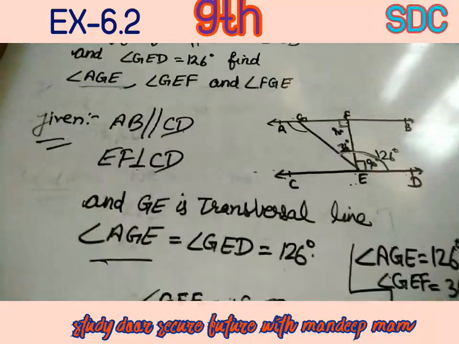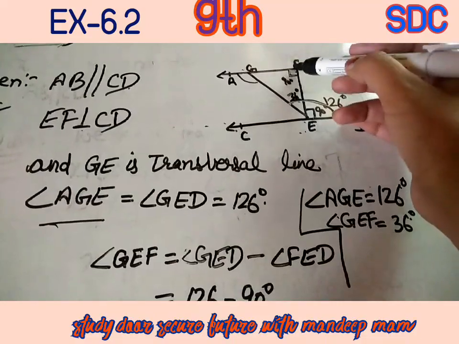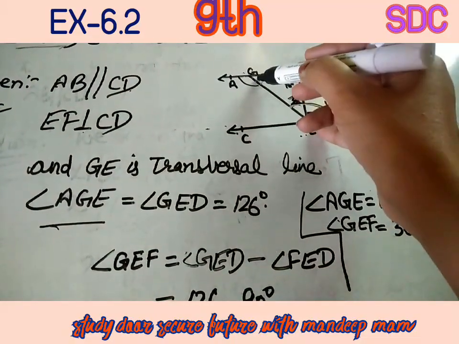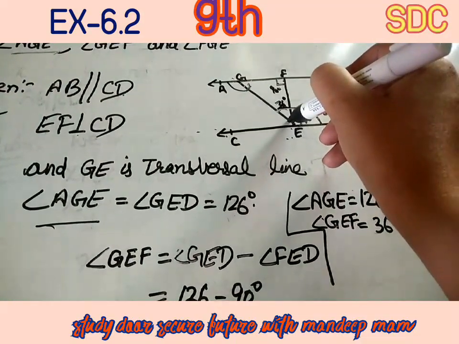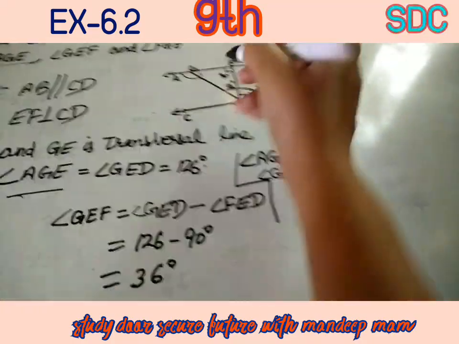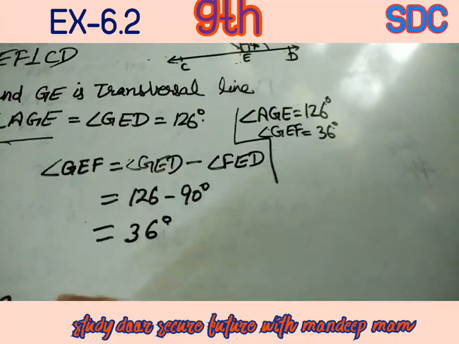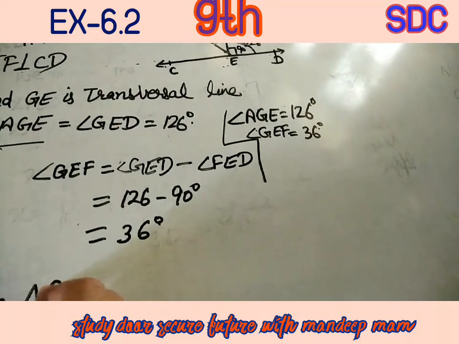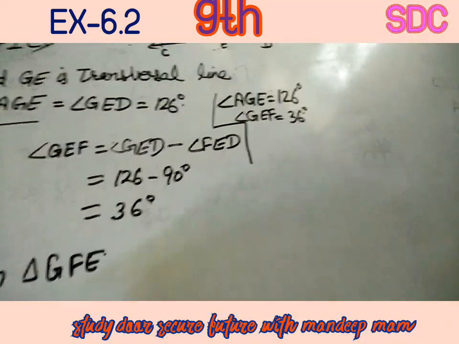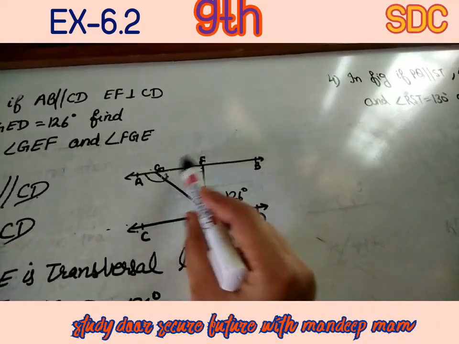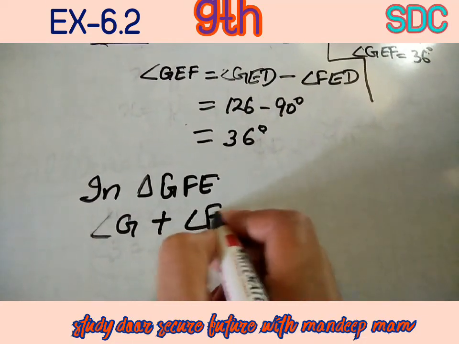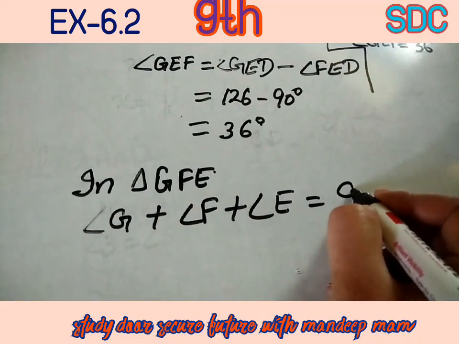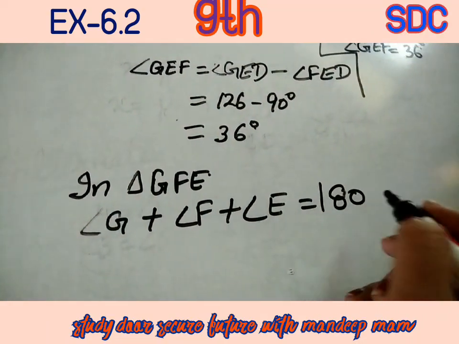Now we have to find out the angle FGE. Which is FGE? This one. Now we know these are the three angles of a triangle, and the sum of angles of a triangle is 180 degrees. Now we will go in triangle GFE. In triangle GFE, angle G plus angle F plus angle E is equal to 180 degrees.